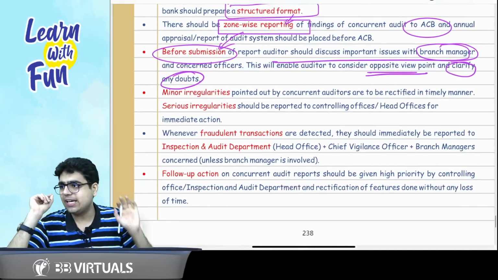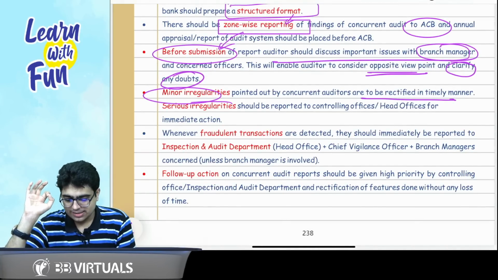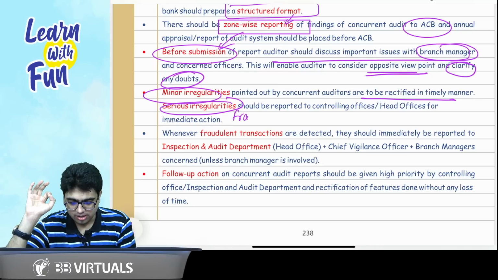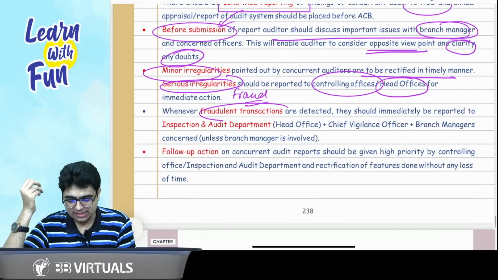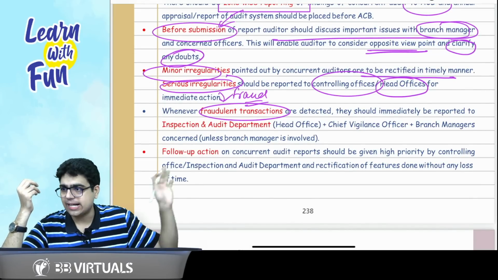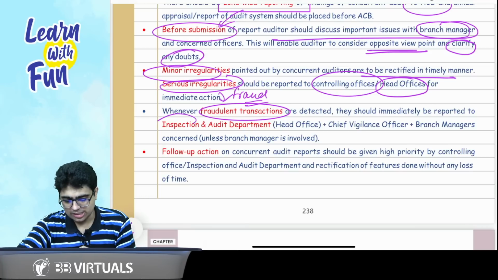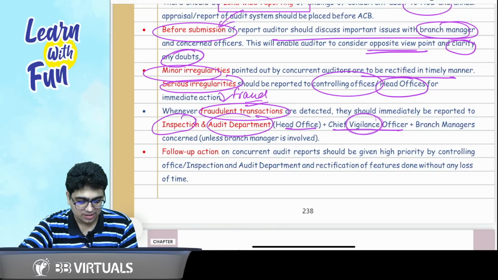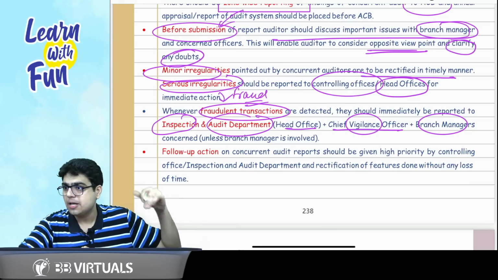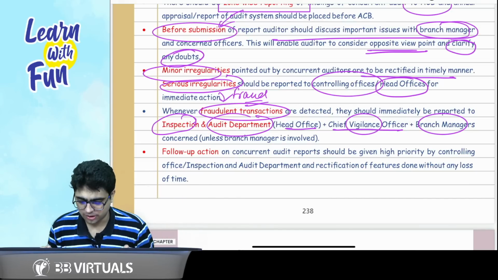If you find any irregularities, minor irregularities are to be rectified in a timely manner. Serious irregularities like fraud should be reported to the controlling offices or head offices. Whenever fraudulent transactions are found, please report to the inspection and audit department of head office, CVO, that is the chief vigilance officer, and the branch manager, unless the branch manager himself is involved. If he has done the fraud, why would you report to him?